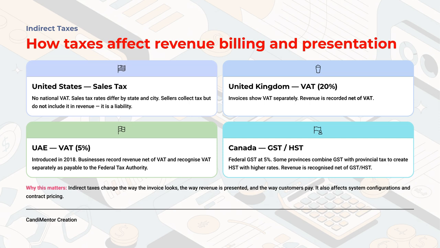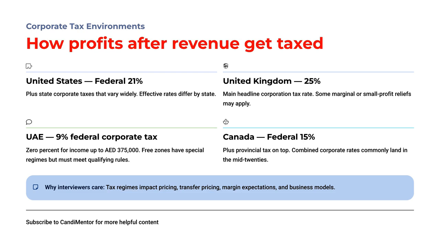Why this matters? Indirect taxes change the way the invoice looks, the way revenue is presented, and the way customers pay. It also affects system configurations and contract pricing. End. Corporate tax environments. How profits after revenue get taxed.